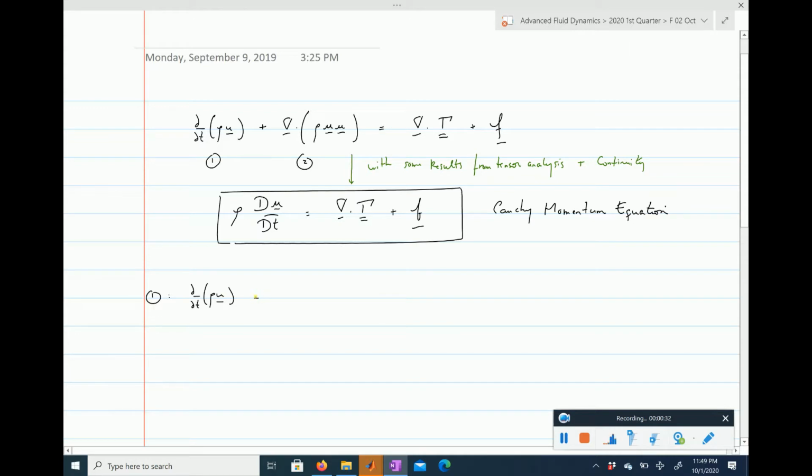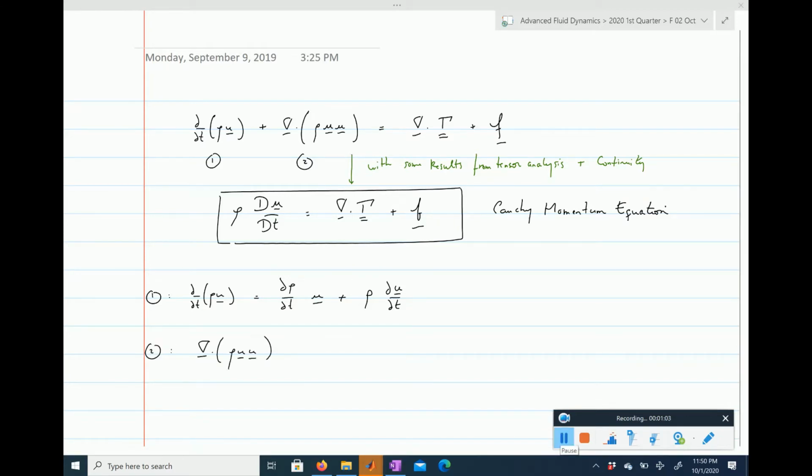And here you know how you differentiate a product. So this is simply partial rho partial t times u. This just corresponds to the time derivative of the density times u plus rho times partial u partial t. Okay, so this is the standard differentiation of a product. Now let's look at the second term. That one is a little bit more tricky.